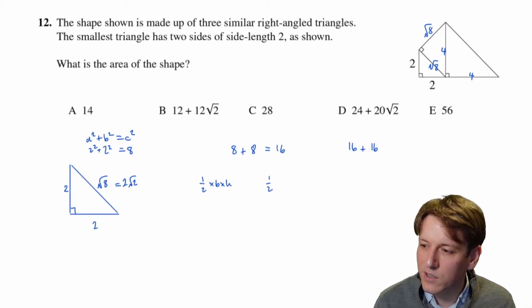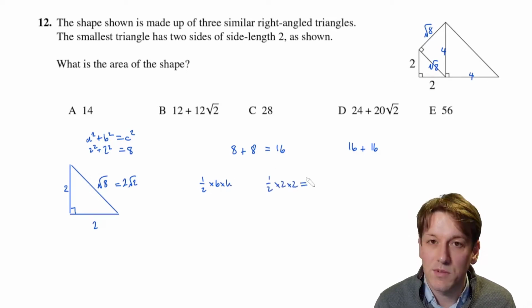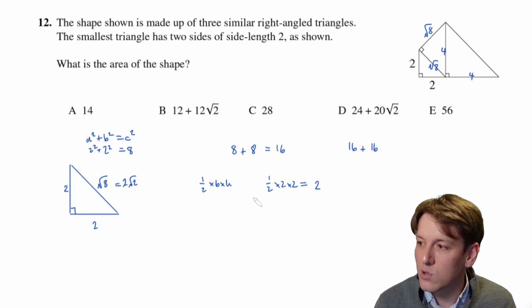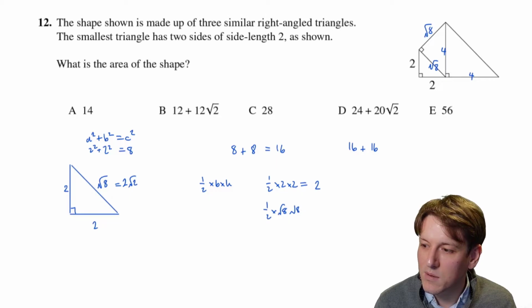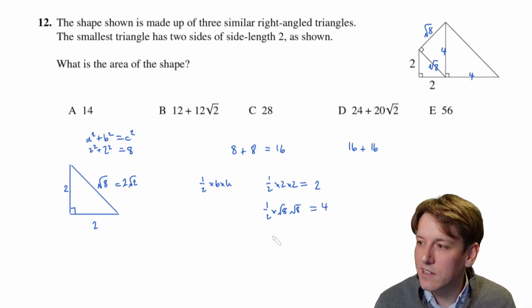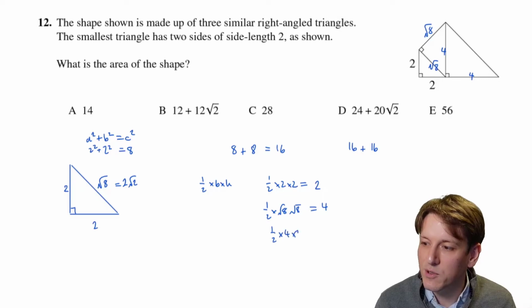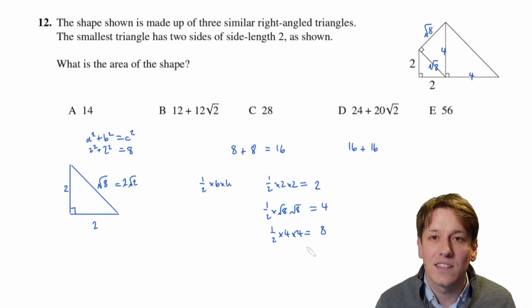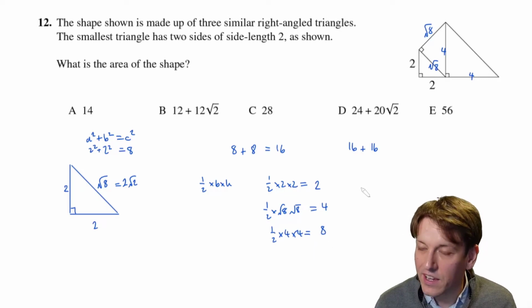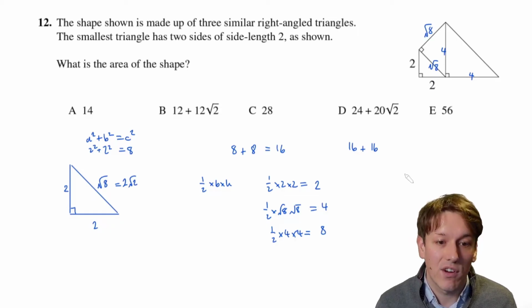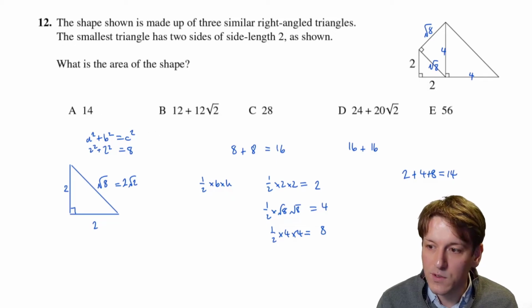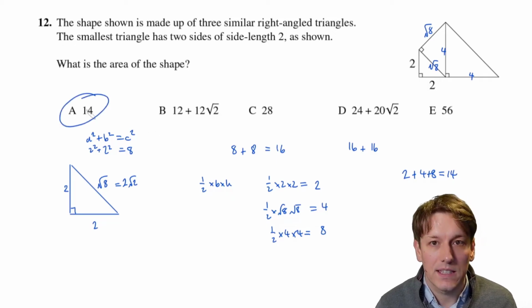On the smallest triangle, that's a half times 2, which is just 2. On the next one up, that's a half times root 8 times root 8, which is 4, half times 8 effectively. And on the last one, it's a half times 4 times 4, which is 8. And then I can just add those together to get the area of the whole shape. 2 plus 4 plus 8 is 14, and so the answer is A.